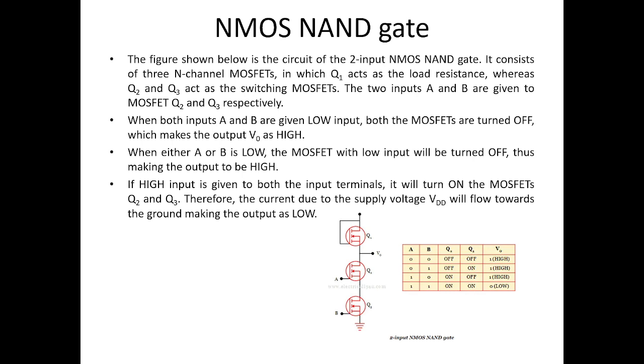But if both the input terminals are given high, then it will turn on both the MOSFETs Q2 and Q3, and so the output will be low. Since the current due to the supply voltage VDD will flow towards the ground, it makes the output low, and we can clearly see this in the truth table also.